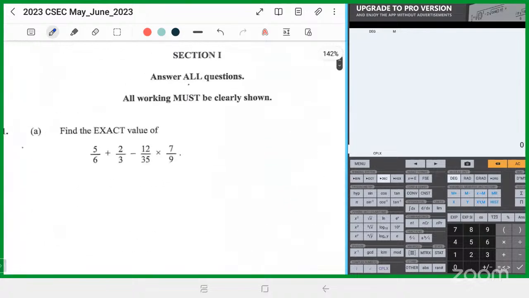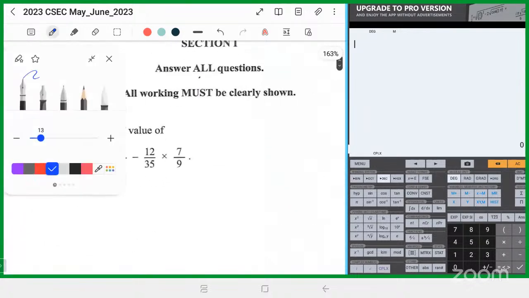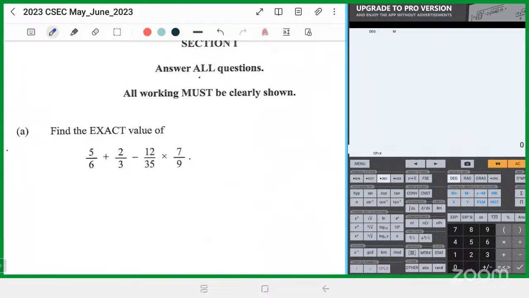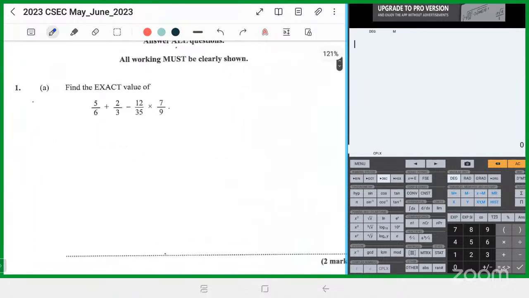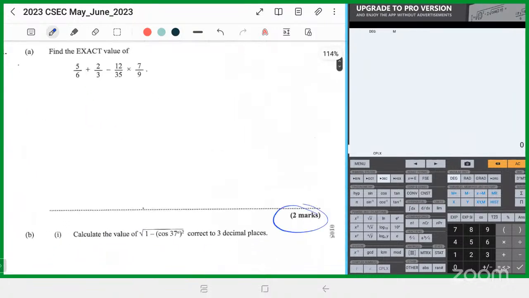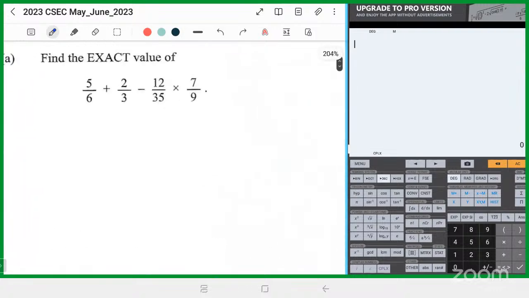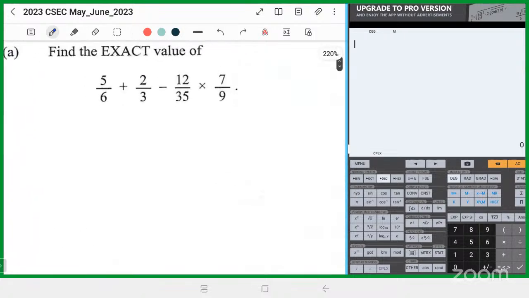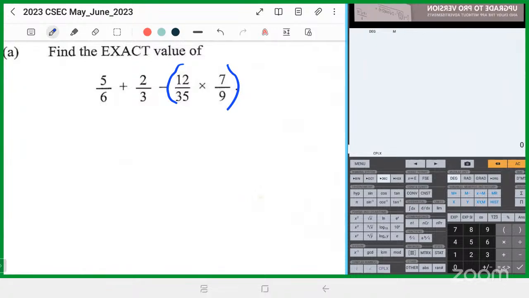First question. The question doesn't say use a calculator, but it's a 2023 paper. You must calculate the exact value of this. Because remember, even if we use a calculator, I'm going to show them some steps. It's 2 marks. I'm going to show them some steps. We know that we have to work on the multiplication first, right? Let's show them that we know that. So even though we're using the calculator, we want them to know we have to do the multiplication first. So we're going to do that.